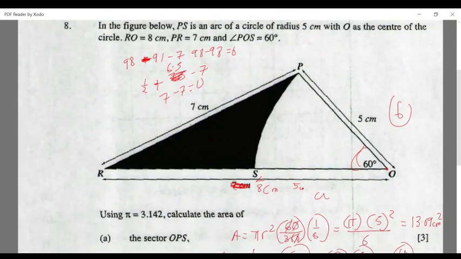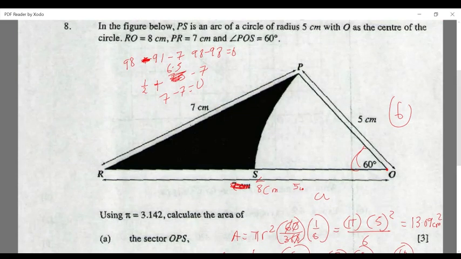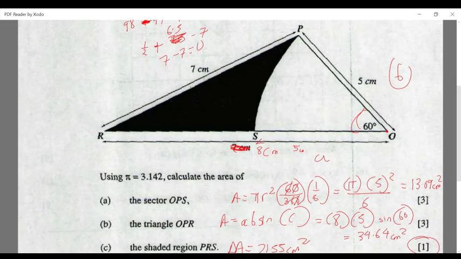All right, problem 8. In the figure below, PS is an arc of a circle, radius 5 centimeters, with O as the center of the circle. RO is equal to 8 centimeters, PR is equal to 7 centimeters, and POS is equal to 60 degrees. So, using pi equal to 3.142, calculate the area of the sector OPS.